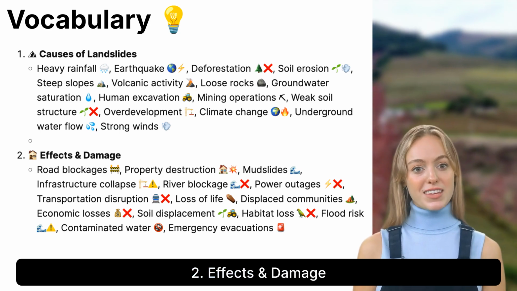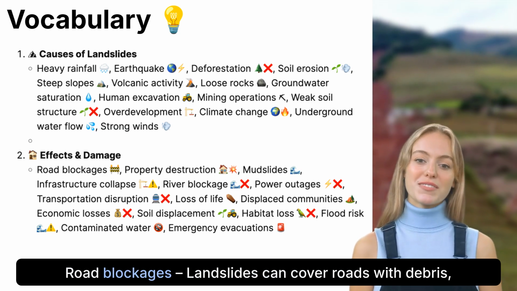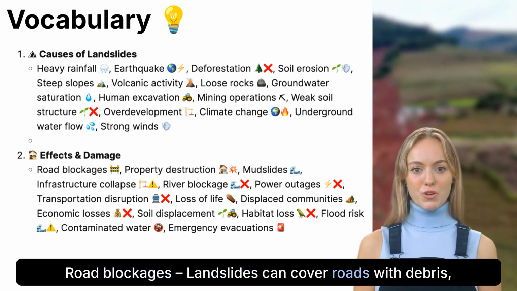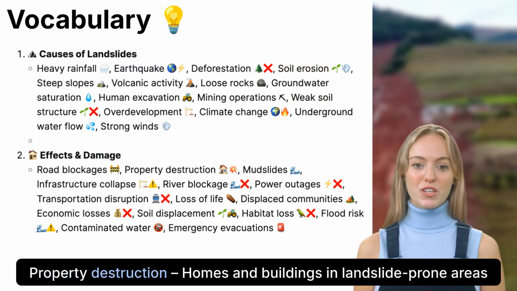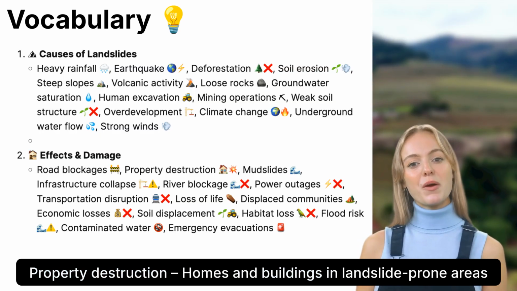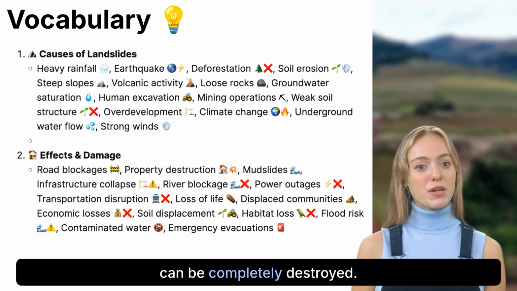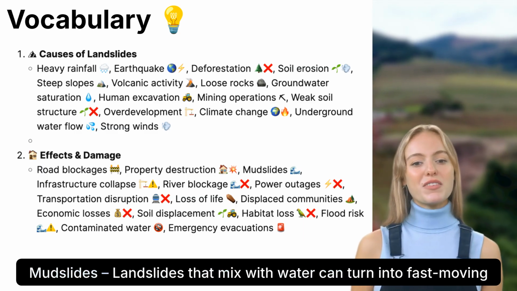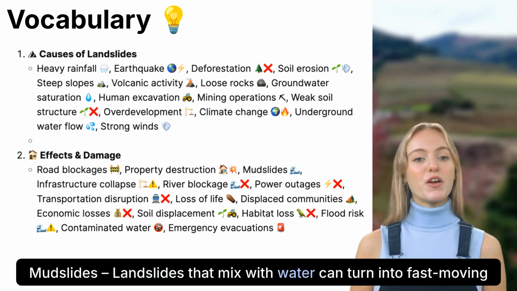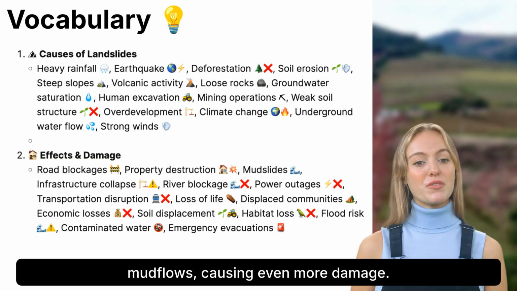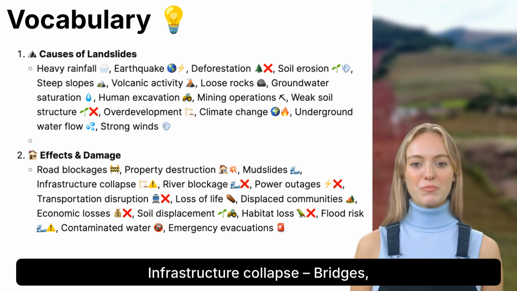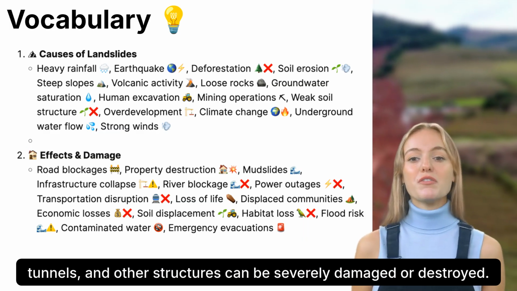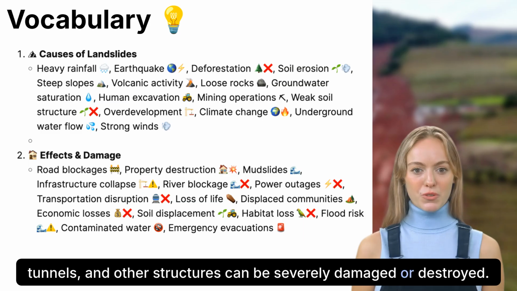2. Effects and damage. Road blockages. Landslides can cover roads with debris, making transportation difficult. Property destruction. Homes and buildings in landslide-prone areas can be completely destroyed. Mudslides. Landslides that mix with water can turn into fast-moving mudflows, causing even more damage. Infrastructure collapse. Bridges, tunnels, and other structures can be severely damaged or destroyed.